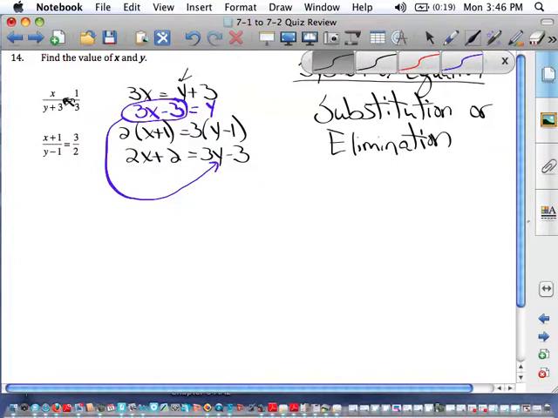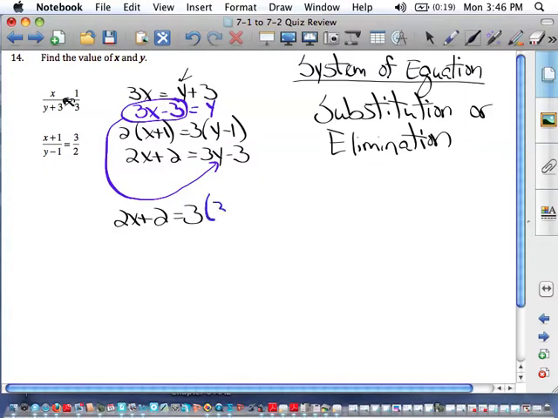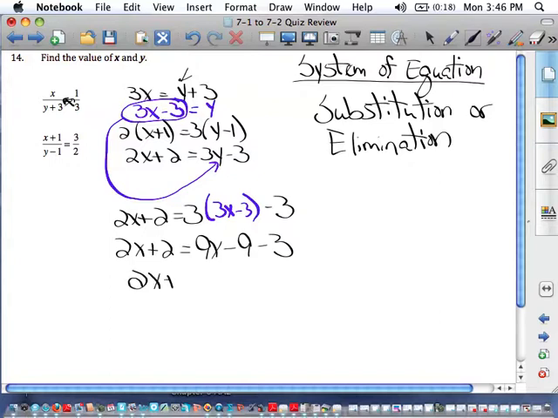So I will have 2x plus 2 equals 3 times 3x minus 3. That's simply taking the place of the y. And then don't forget you still have that minus 3. So I have 2x plus 2 equals 9x minus 9 minus 3. Combine like terms, so 2x plus 2 equals 9x minus 12.